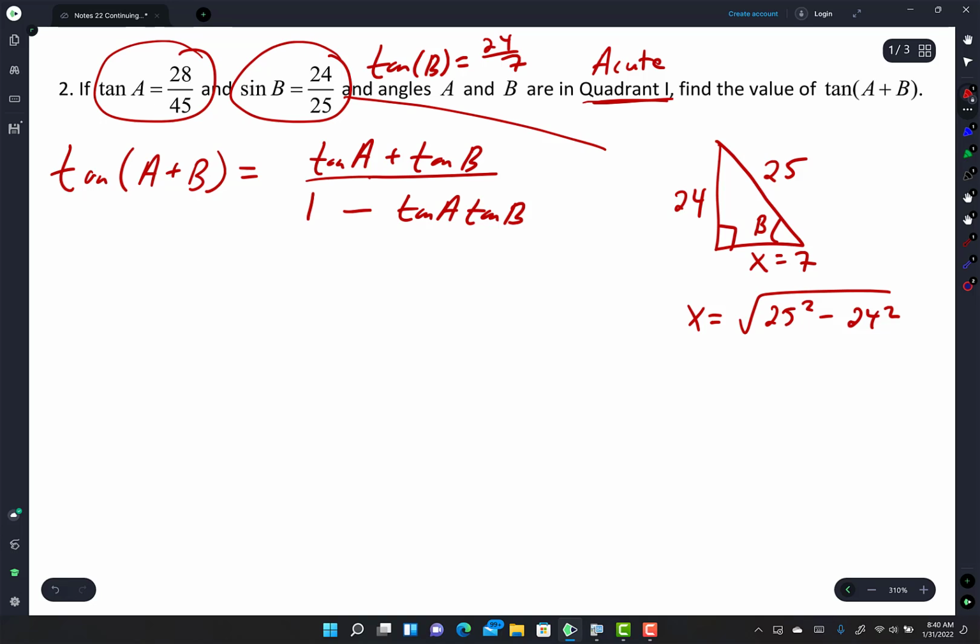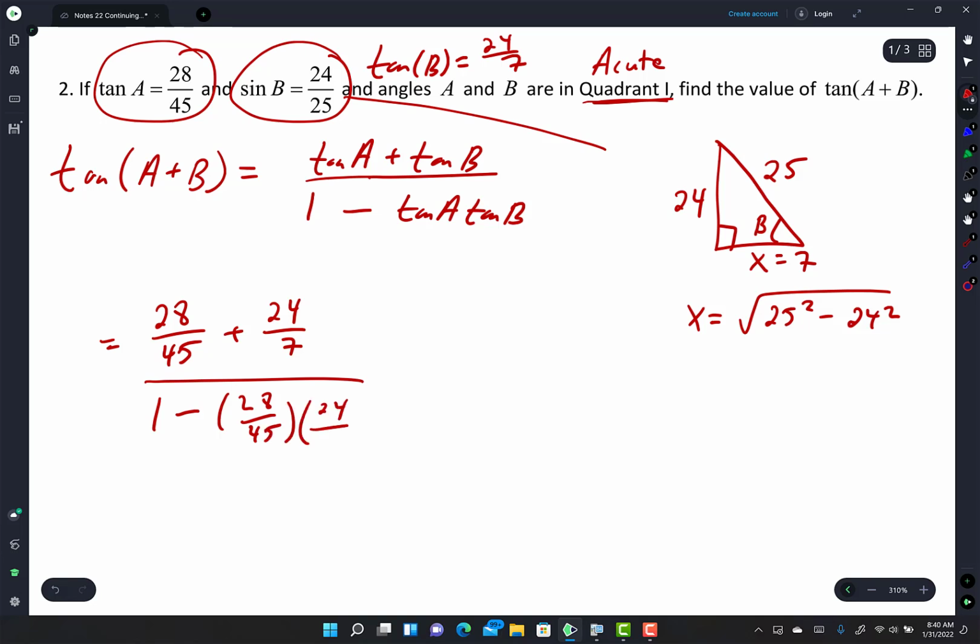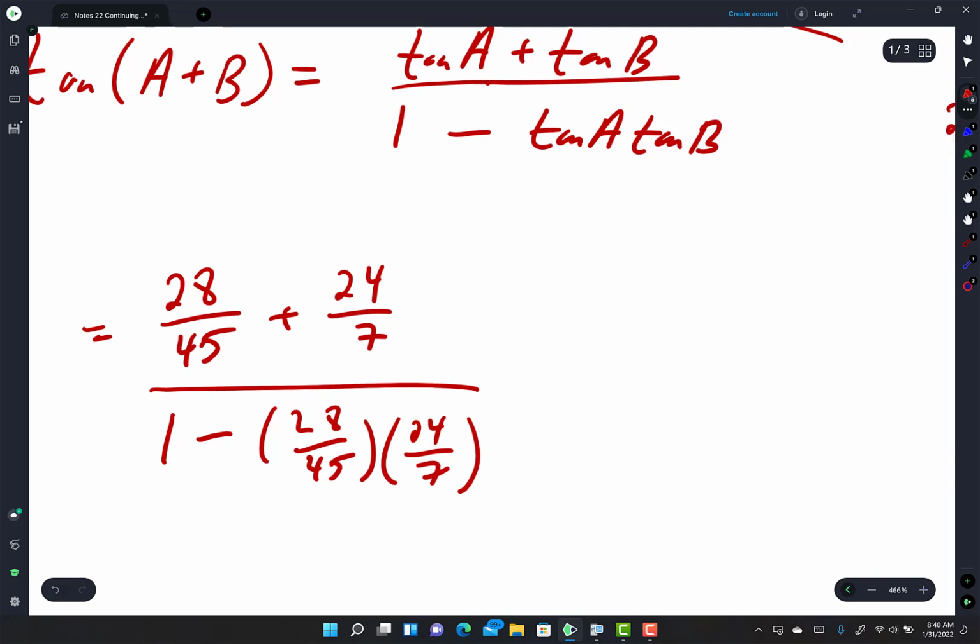All right, we got everything we need, guys. Here we go. Tan A, 28 over 45, plus 24 over 7, over 1 minus 28 over 45 times 24 over 7. I think I got everything correct, right? If you want to do common denominator and all that good stuff, you can. I would just use your calculator.